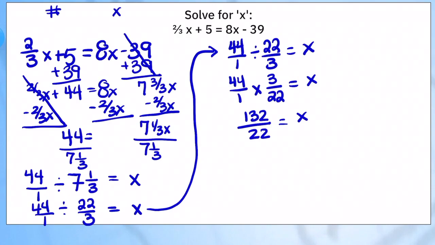And our final step, just do your division. 132 divided by 22 will give us 6.